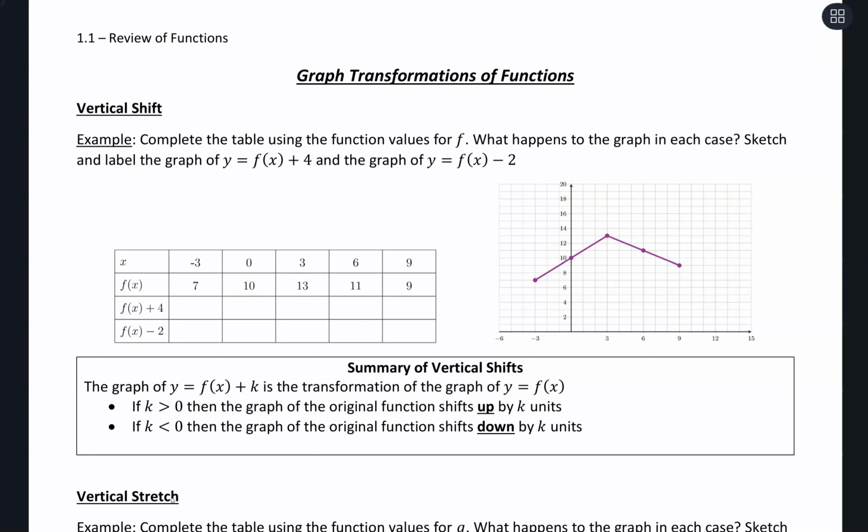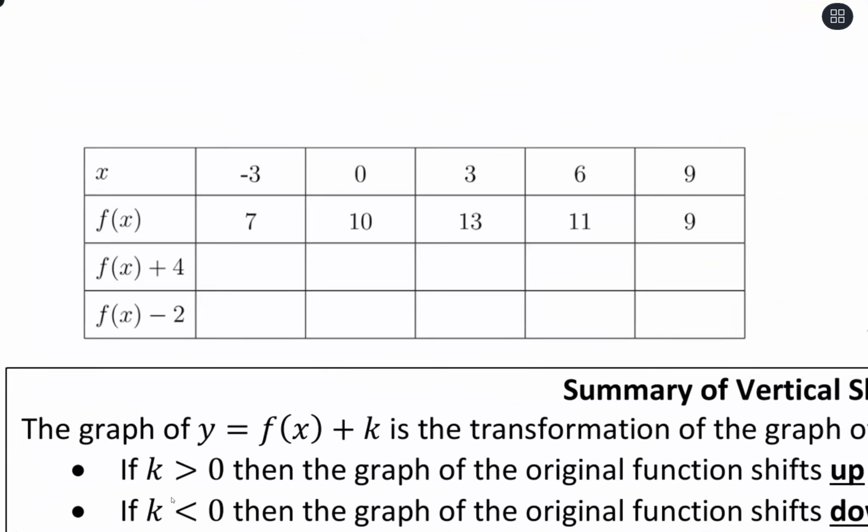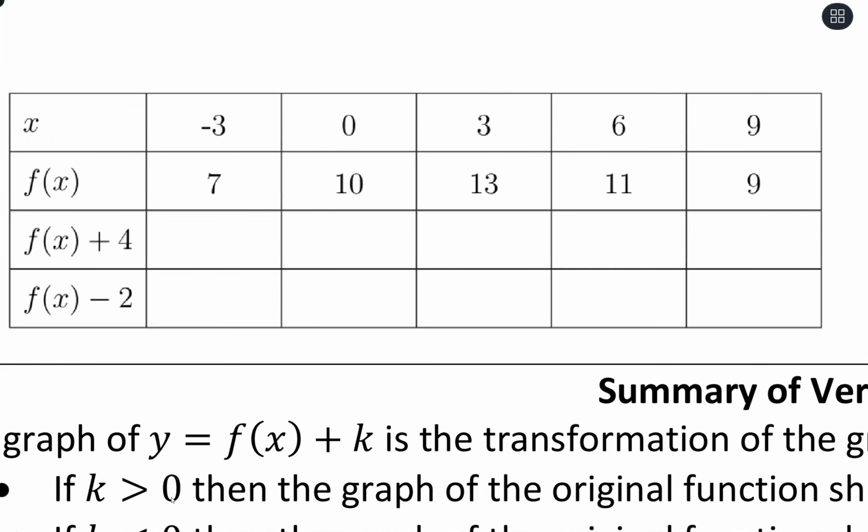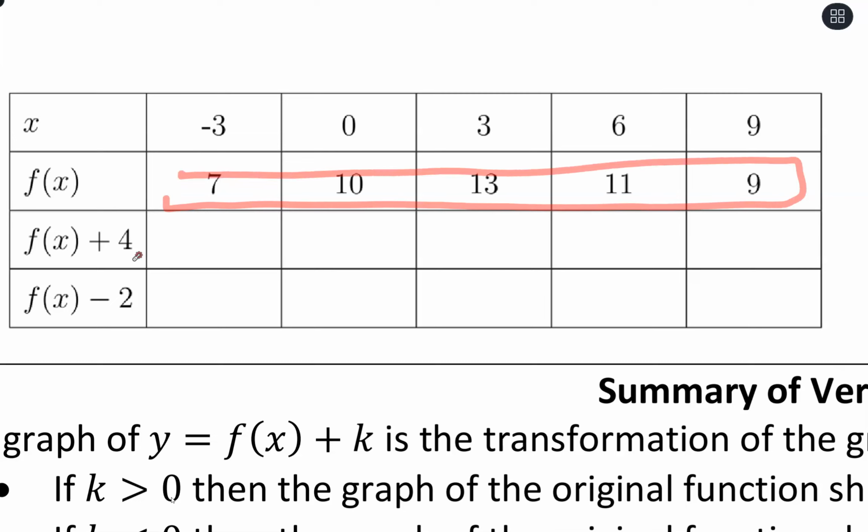So what I have over here is a table of values as well as a graph. And what we're doing here is we're adding a value on the outside of our function, so +4 or -2. So we're taking each y value and adding or subtracting that number. If I go to just the table here, I have my x values, but what I'm going to focus on is taking these outputs, the 7, 10, 13, 11, 9, and bumping them all up by 4. So that would give me 11, 14, 17, 15, 13.